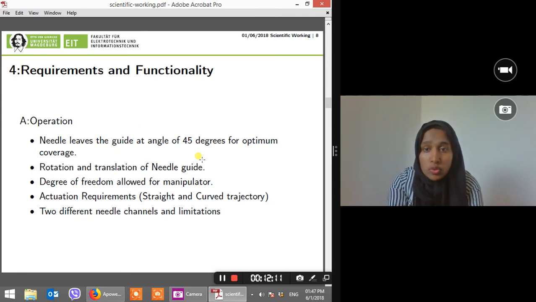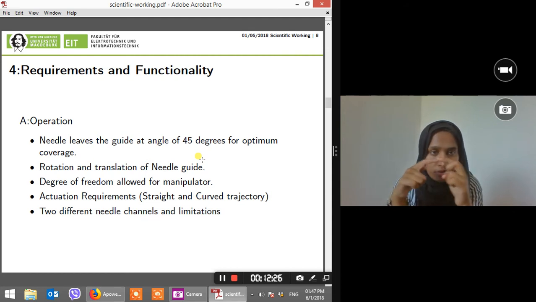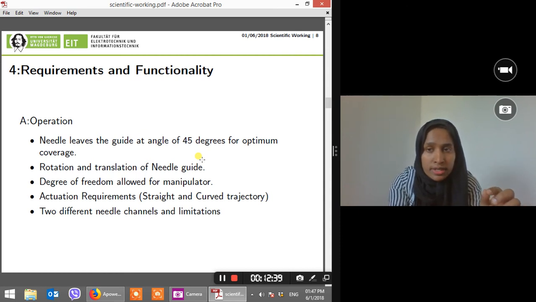Okay, coming toward the operation. There are a few things that are required for our functionality. The first thing is that the needle should leave the needle guide at an angle of 45 degrees with its axis for optimum coverage, because if it leaves with some minimal angle, the problem will be that it will not be able to cover the whole area.